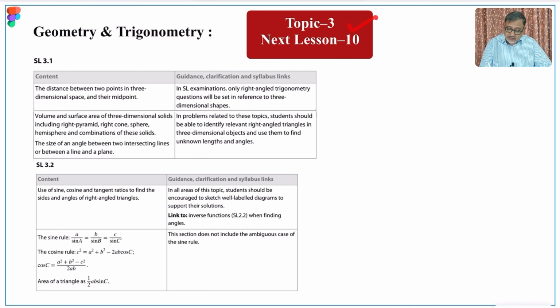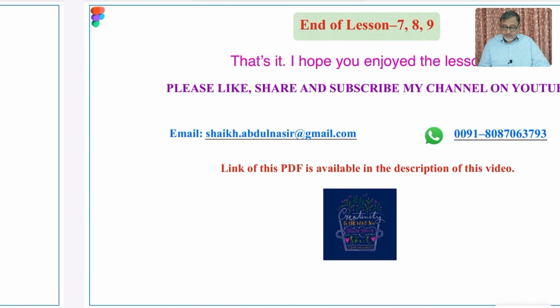Now the next lesson will be the 10th lesson, which will be on topic 3, geometry and trigonometry. So distance between 2 points in 3 dimensions, then the volume and the surface area of cone, sphere, hemisphere, and combinations of these things will be there. Then sine and cosine rules. So we are going to study that as the 10th lesson, so that we can finish it faster before the end of this month of October.